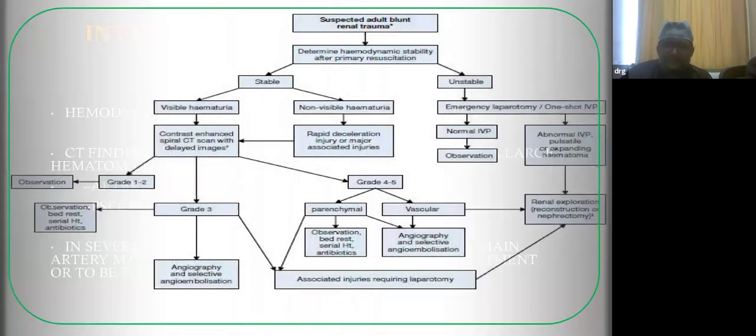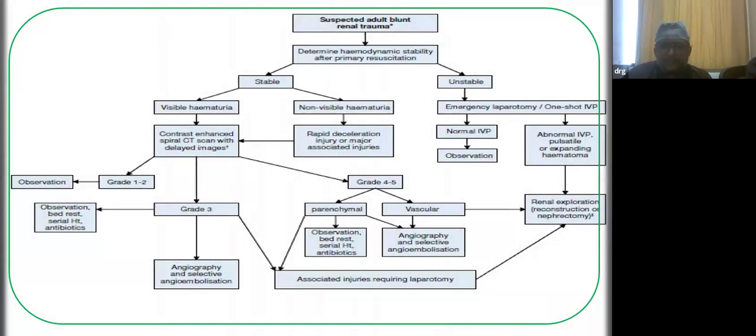To summarize this, whenever there is renal trauma, we have to maintain the hemodynamic stability. We have to maintain perfusion. After that, we have to look for hematuria. We have to monitor hemoglobin and hematocrit 8 to 12 hourly. We have to look if the patient is stable, if there is visible hematuria. Then we have to do a USG scan, which is sufficient to grade the patient.